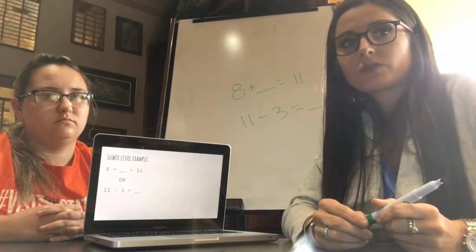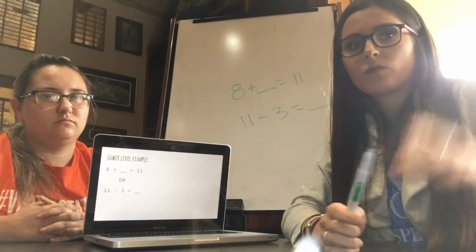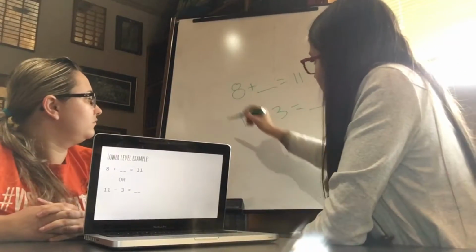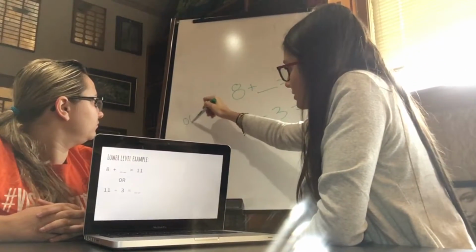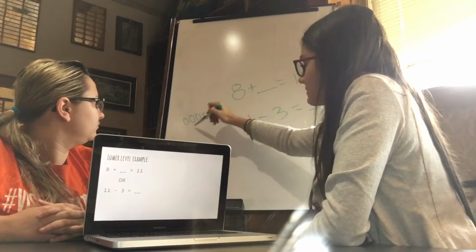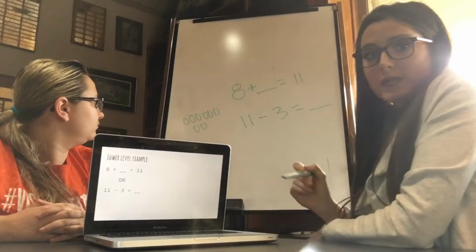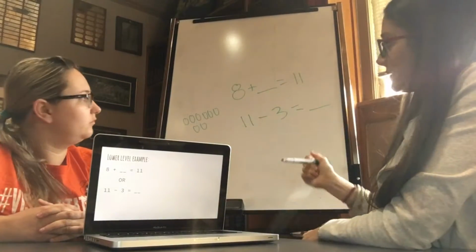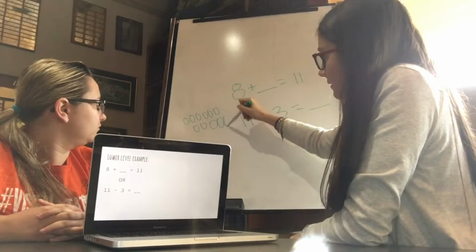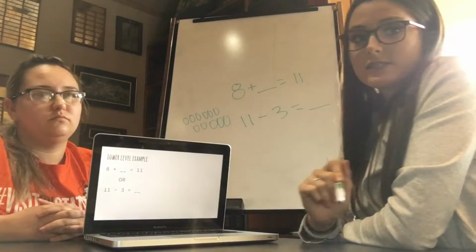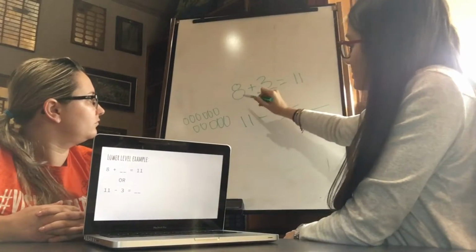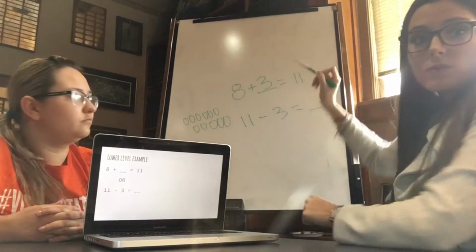And students should also realize that one side of the equal sign has to be equal to the other. So one way you can do this is you can draw 8 circles, so 1, 2, 3, 4, 5, 6, 7, 8. And so we know that we need 11. So we already have 8. So 9, 10, 11. We added 3 circles to get to 11. So here we would write 3. So 8 plus 3 equals 11.